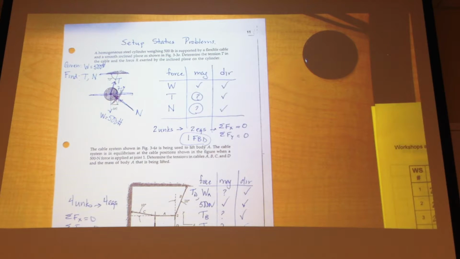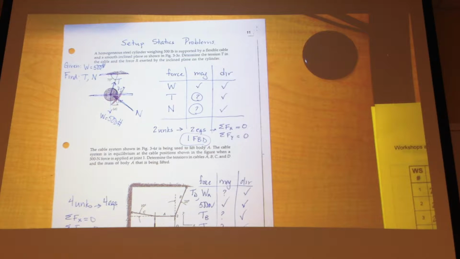Okay, David, what would I do next? After I write given and find, I do my table. And the table has the forces, the magnitude, and the direction. And what do I use if I know the given information? If I know the magnitude or the direction, what do I put in? A check mark if it's known. And if it's not known, I put a question mark.